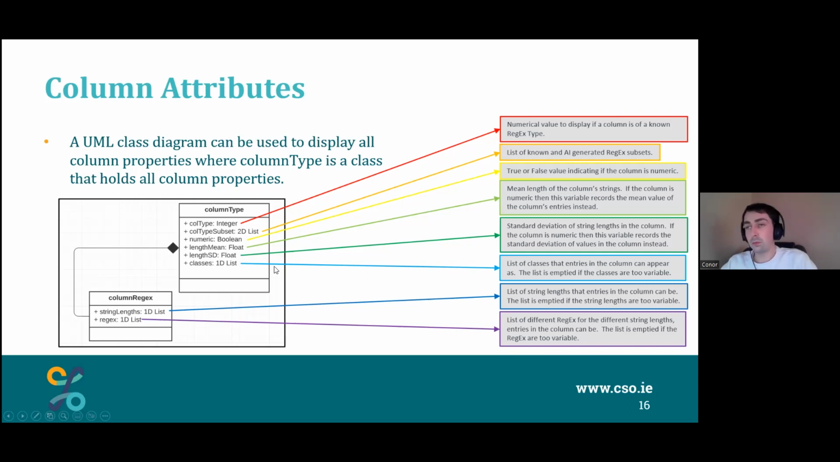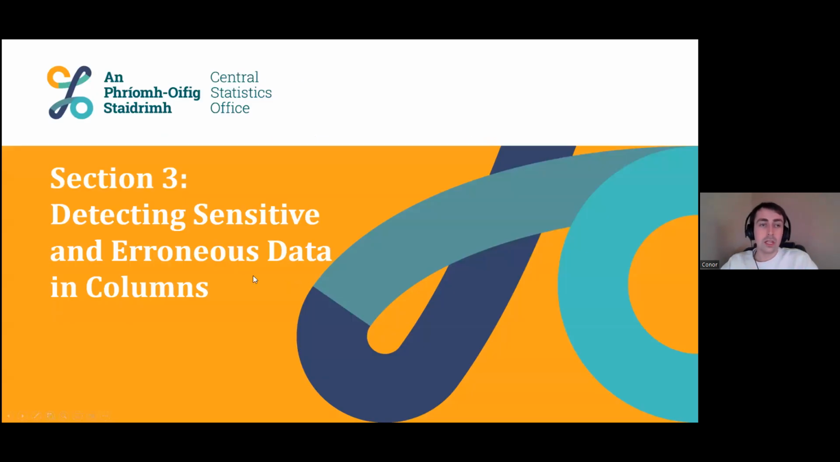And in light blue, we have a list of expected classes that can appear in the column. In dark blue, we have a list of string lengths, which are only recorded if the lengths are not too varied in the strings of a column. And we also have a list of AI-generated RegEx that can match to entries in the column. So using these column properties, we can detect entries that do not belong to a particular column.